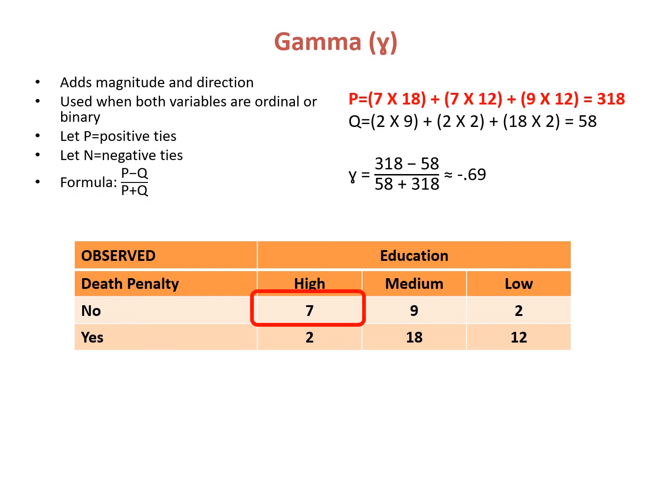Let P be the number of positive ties. Here all the positive ties are calculated. We start with the cell no for death penalty and high for education. Thinking of high as the low value seems strange, but behind the label high there is a value of 1. Medium has a value of 2, and low has a value of 3. No high is positively tied to yes medium and yes low, and no medium is tied to yes low.